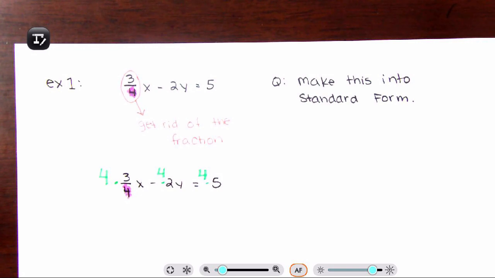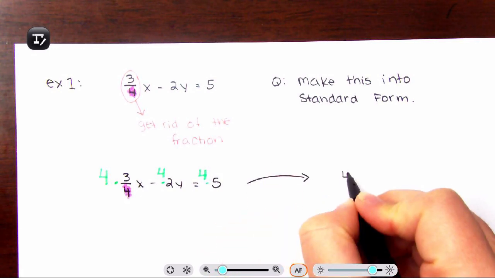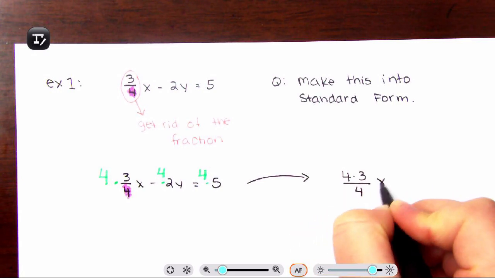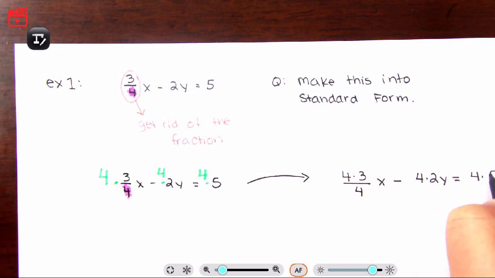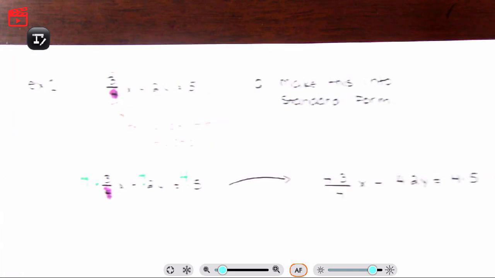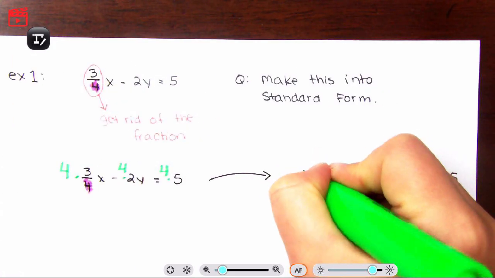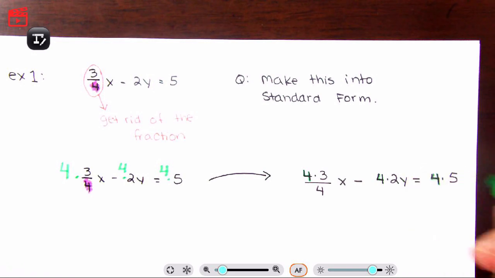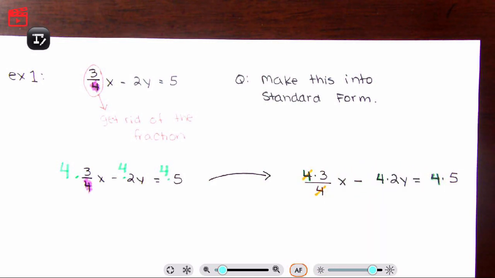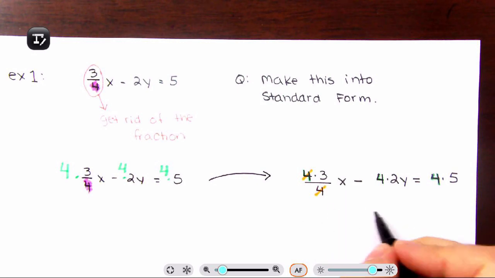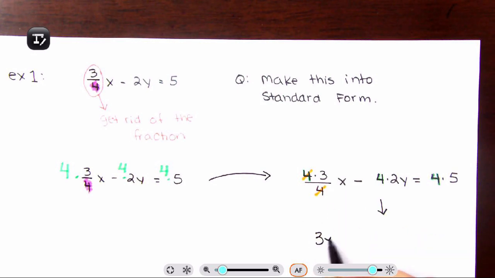So what I end up having is 4 times 3 divided by 4x minus 4 times 2y is equal to 4 times 5. So here's the 4, here's the 4, and here's the 4 that I multiplied by. So in this case, what happens here? 4 times is the opposite of divided by 4. That goes away. So what do I have left over? I have 3x minus 4 times 2 is 8y is equal to 4 times 5 is 20.